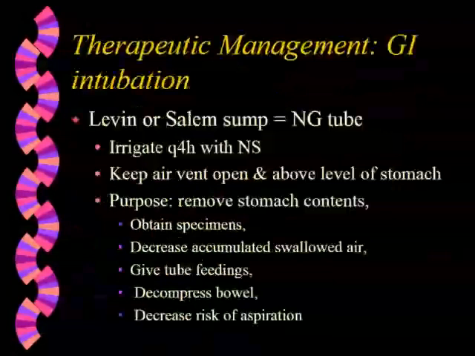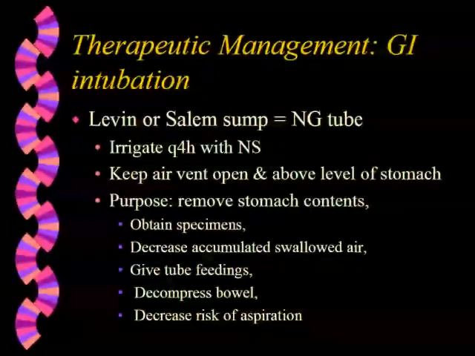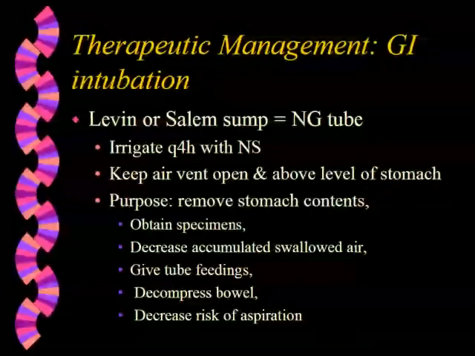Now, some of the things you might use to manage GI bleed would be GI intubation with either a Levine or a Salem. This is used very often, very commonly. You need to irrigate it every 4 hours with normal saline. You keep the air vent open and above the level of the stomach. The purpose is to remove the stomach contents or obtain specimens, to decrease the accumulated swallowed air, to give tube feedings, to decompress the bowel, and to decrease the risk of aspiration.